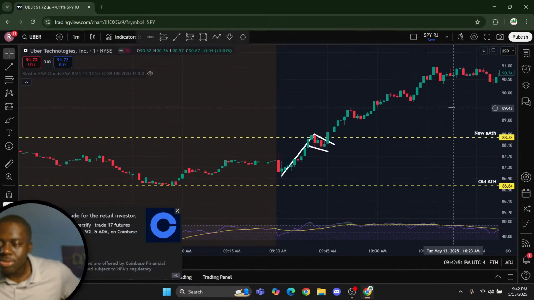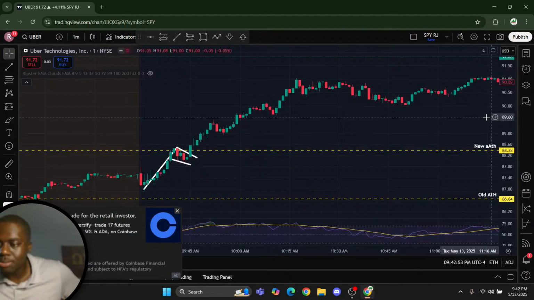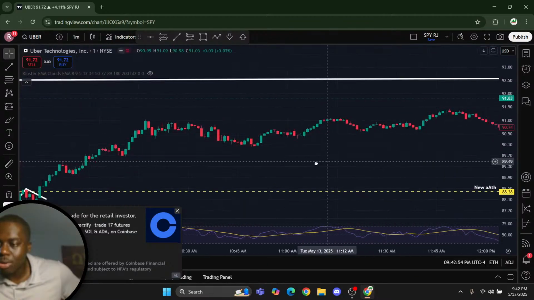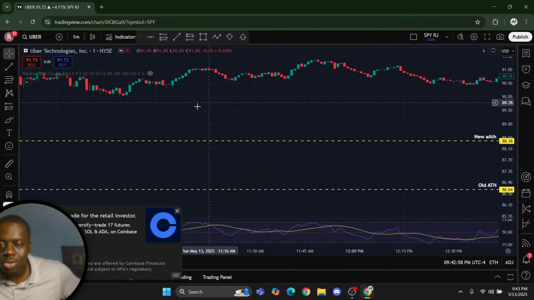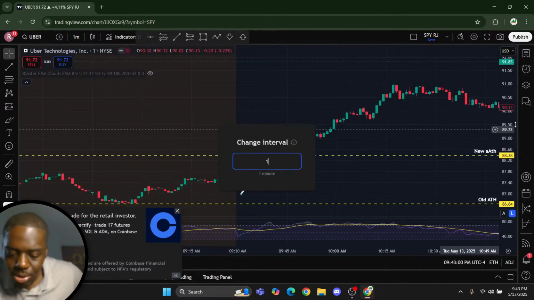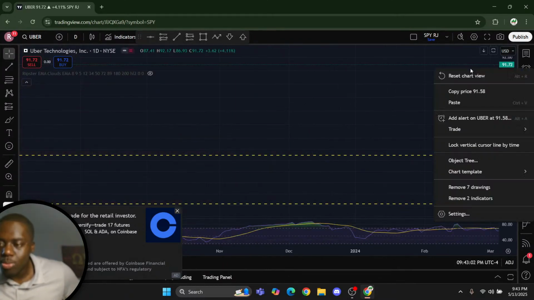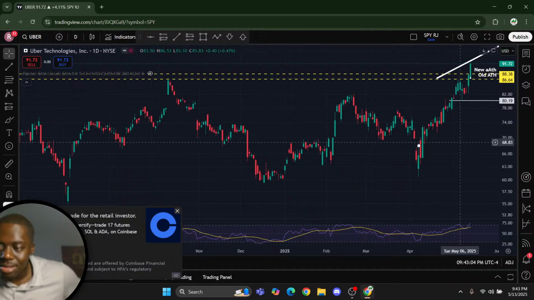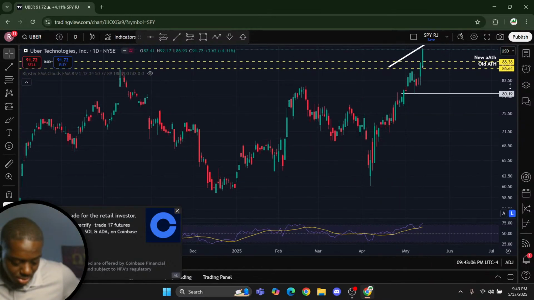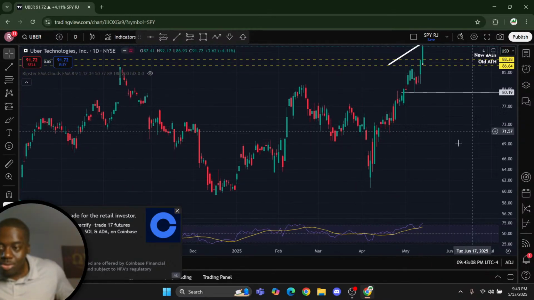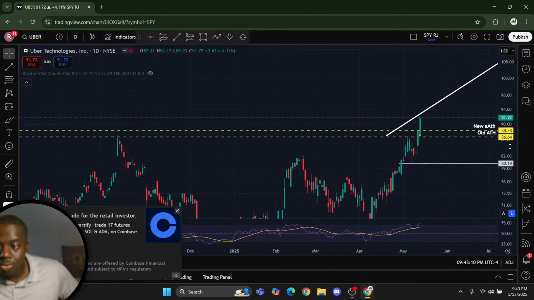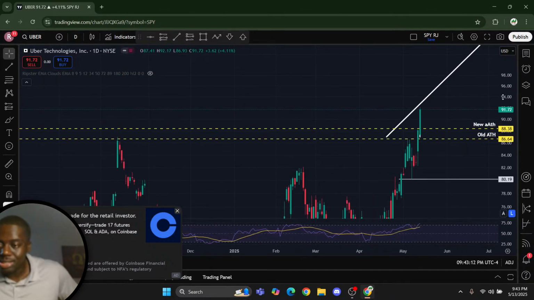You can see Uber just absolutely ran almost all day long. So in all honesty, Uber can be on your watch list again tomorrow, right? Uber can be on your watch list again over the all-time high. It's still strong. Keep playing it.